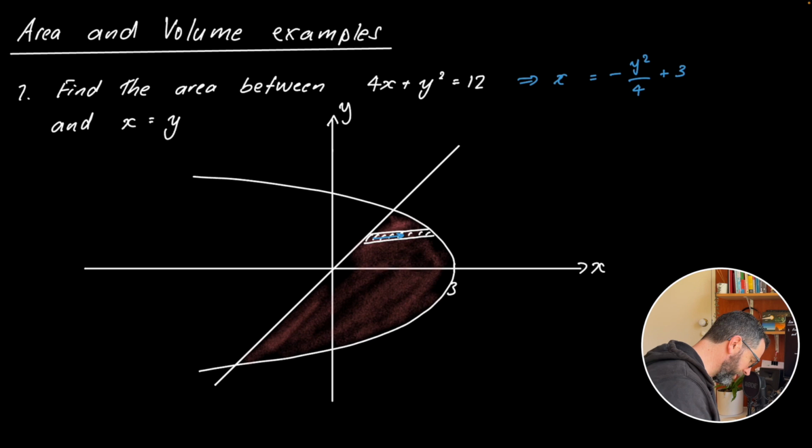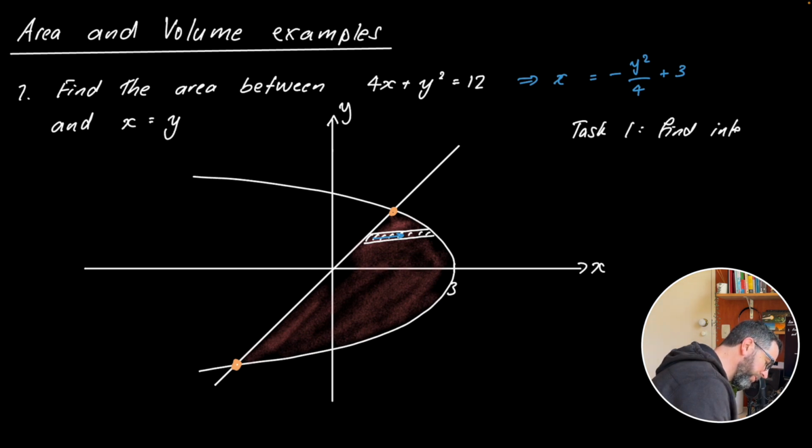So the things that we don't yet know are where these intersection points are, so we're going to have to find those. We need to find out what these points here are, because we need to know which values of y we should start and stop at. So that's going to be our first task. Task 1 is to find intersection points. This will give us our limits of integration, where y should start and where it should finish. So we'll do it in the x form.